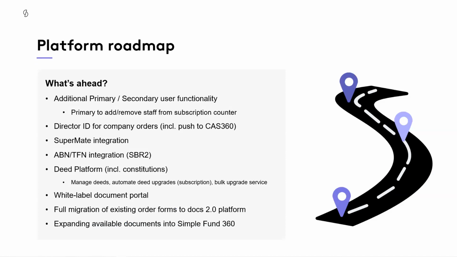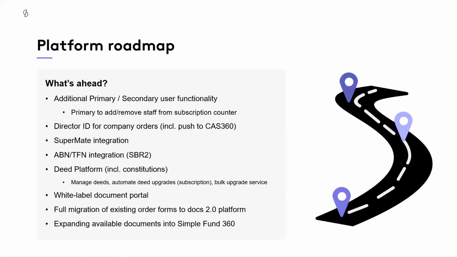So in terms of what's ahead, like I said before, this primary, secondary user functionality will continue to expand. We've only rolled out that saved and completed orders in the last 6 or 7 weeks, but again, that feedback initially has been quite positive. As I said before, the next step is to do a bit more around the user interface, and in particular, adding the ability for that primary individual to add and remove staff from the subscription account, and setting some permissions around that as well.